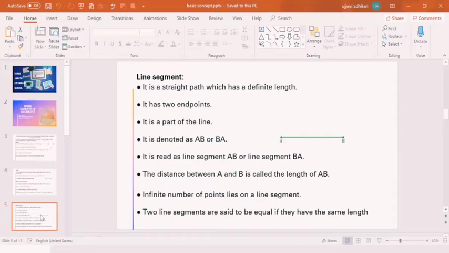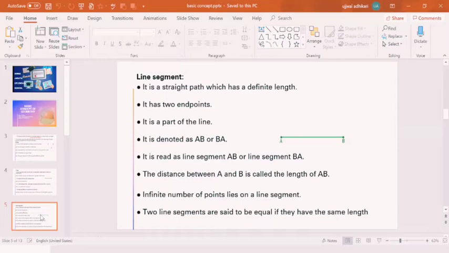Two line segments are said to be equal if they have equal length. If they have equal measurement, then we can say that they are equal line segments. For example, if you have a copy and the opposite edges of the copy are equal, how can you say that these both edges are equal with each other? Obviously, by measuring, you can say that these both edges are equal. It means that these are two line segments, and these two line segments are equal with each other. That is the concept of a line segment.